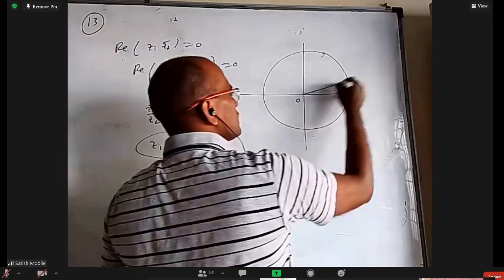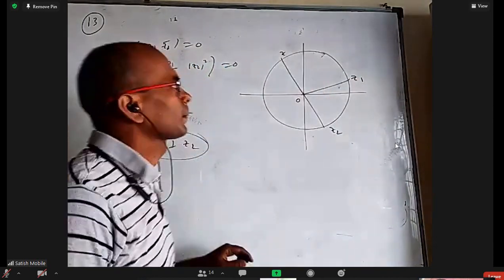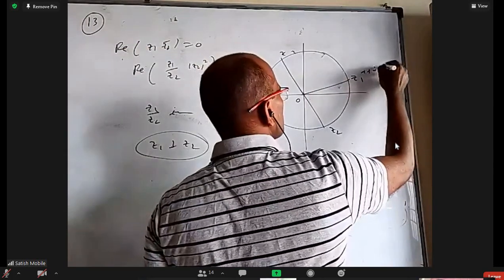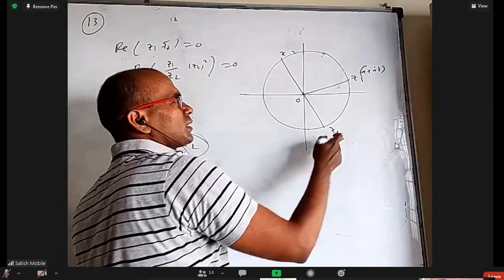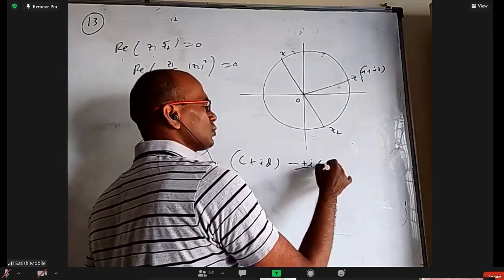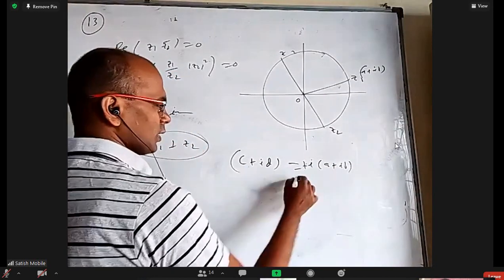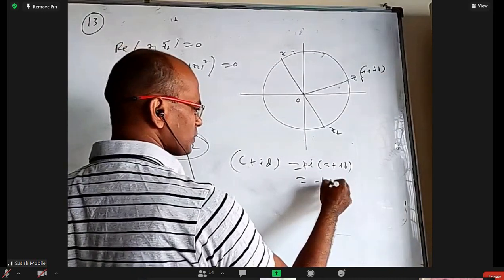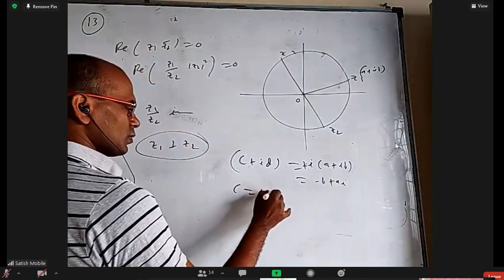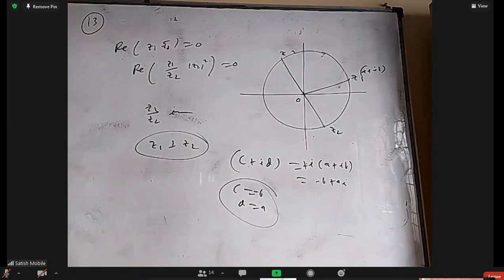So if Z1 is here, I can tell for sure Z2 should be here or here. Because this is A plus IB, if you multiply with I, this will come. If you multiply with minus I, this will come. So C plus ID must be I or minus I into A plus IB. If I take plus and take I inside, you are going to get minus B plus AI. Directly you will get C equal to minus B and D equal to A. And after that, the same story that we discussed, how W1 and W2 are the same like Z1, Z2 or their conjugate.